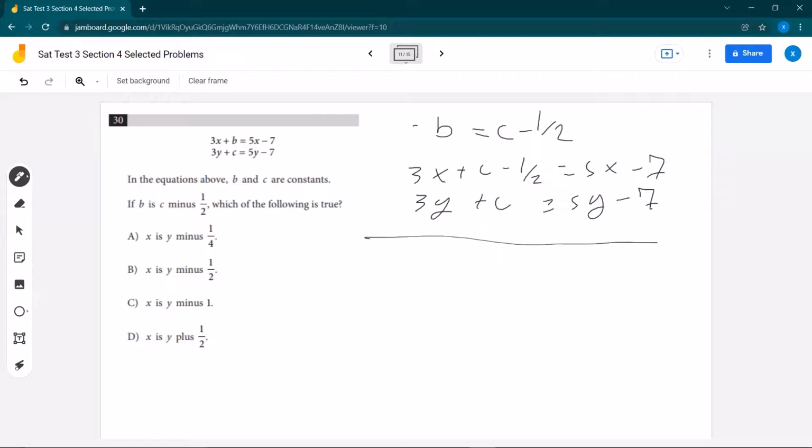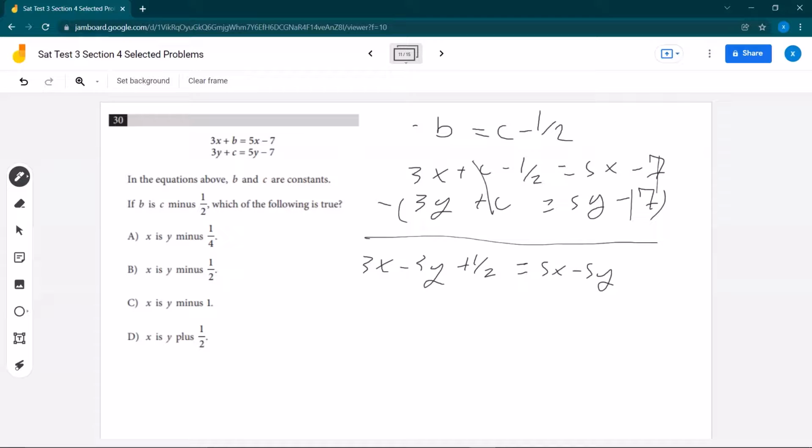So if we subtract the bottom equation from the top one, the whole equation, we're going to get the C's canceling. And if we do that, we'll just get a relationship between X and Y, which is what we need to solve the problem. So if we do this, we'll get 3x minus 3y plus 1/2 equals 5x minus 5y minus 7 plus 7. Those are going to cancel. And the C's cancel as well. So now we have a relationship between X and Y.